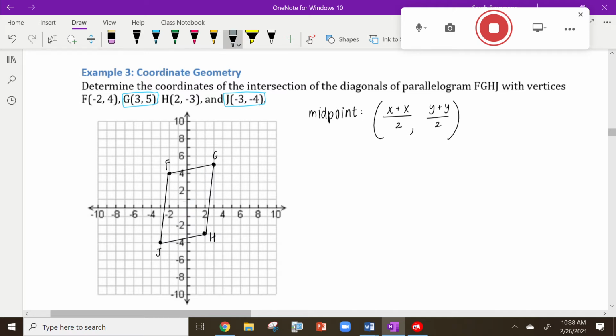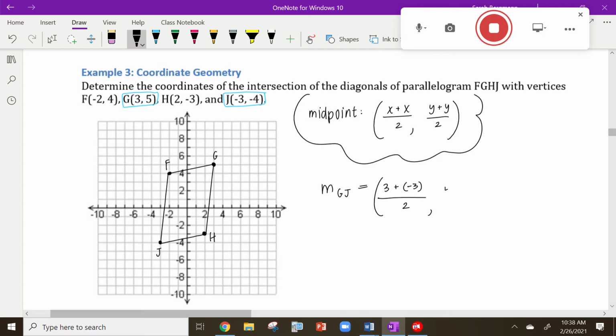I only need to find one of the midpoints. I'm going to find the midpoint of GJ. You could choose FH if you wanted. So in order to find the midpoint, I put the formula here to remind you of it. Remember, it's just the averages. So we're going to average the x values. It doesn't matter which one you put first. And we're going to average the y values.